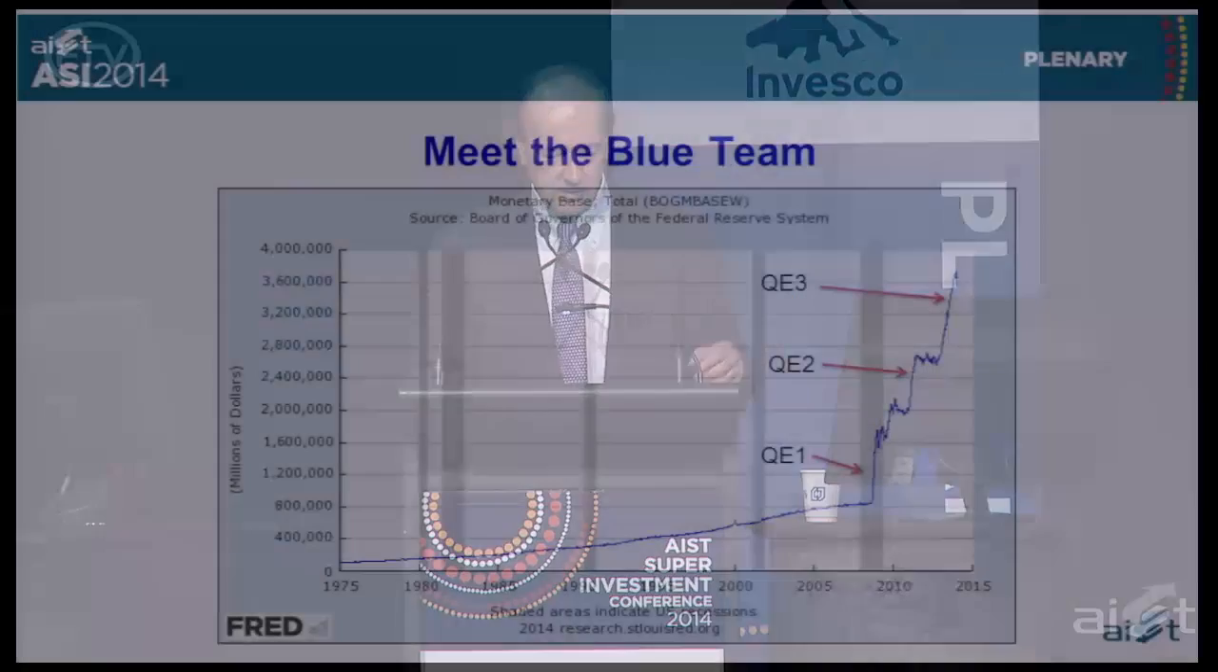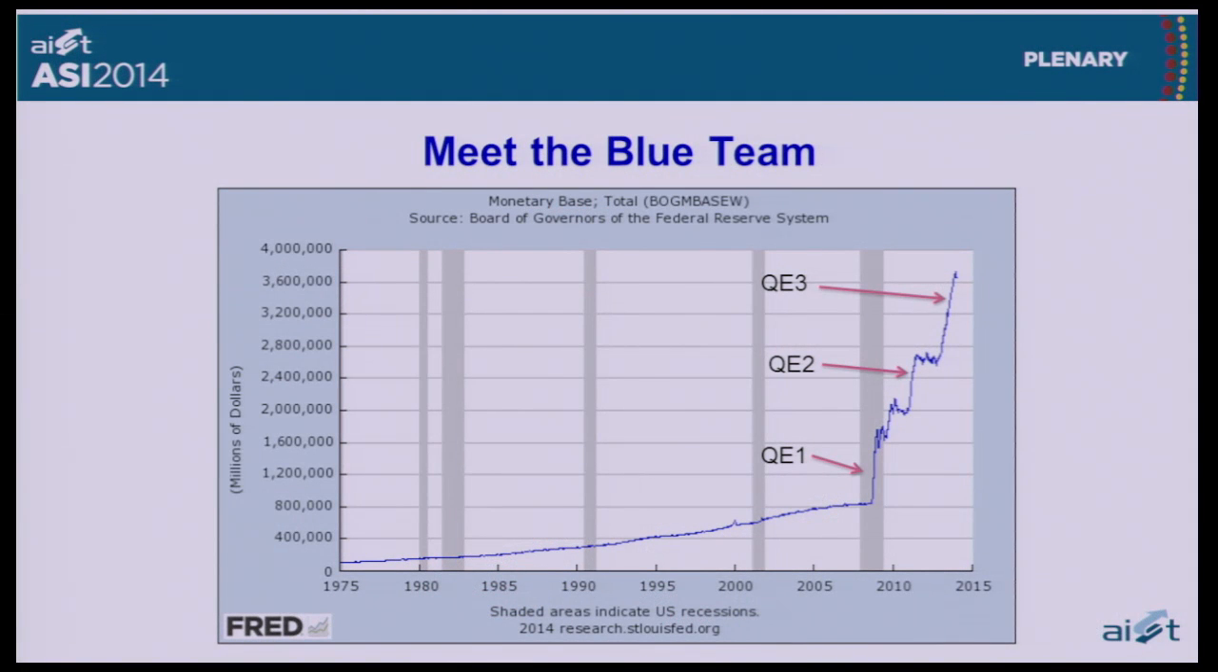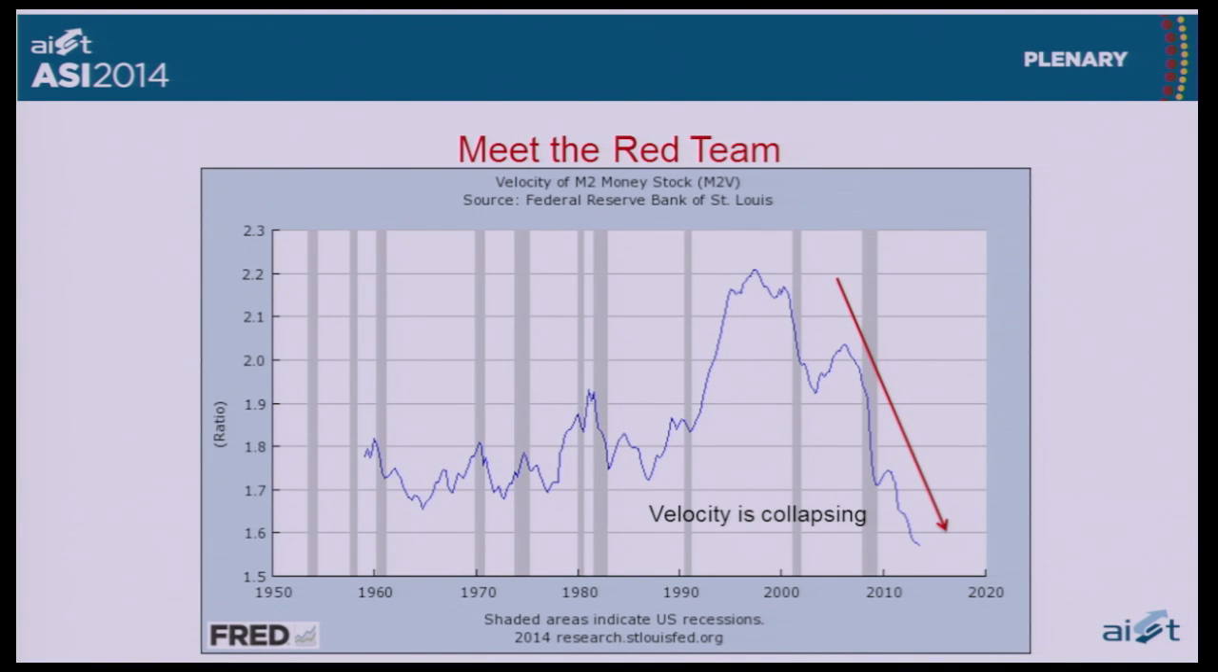Here's what's happening to money supply. This is why the central banks think they can solve the problem. I have to update the slide continually because the Fed prints money faster than I can update the slide. It's actually a little bit over $4 trillion at this point. But here's the problem. Velocity is collapsing.